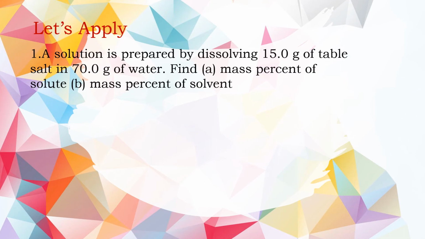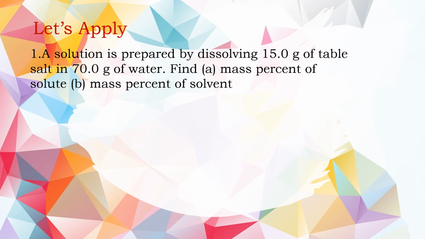Okay, so let's apply. Kaya na ba nating makalculate yung concentration of a solution, so using percent by mass. Tingnan natin. First example, first question: a solution is prepared by dissolving 15.0 grams of table salt in 70.0 grams of water. Find A, the mass percent of solute, and B, the mass percent of solvent.